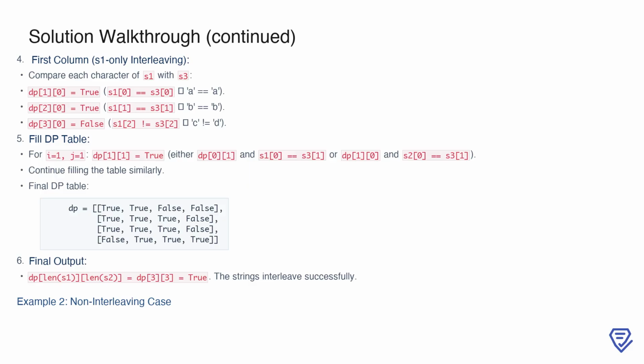After initializing the first row and column, we proceed to fill the rest of the DP table. At each cell, we determine whether the prefixes of S1 and S2 can interleave to form the corresponding prefix of S3. For example, at DP[1][1], either we extend from DP[0][1] and match a character from S1, or from DP[1][0] and match a character from S2. By the end, the final DP table indicates whether the entire S3 can be formed by interleaving S1 and S2. In this case, the bottom right cell, DP[3][3], is true, confirming that the interleaving is successful.